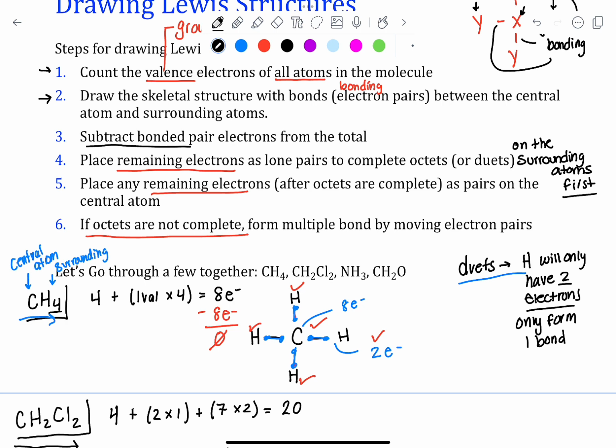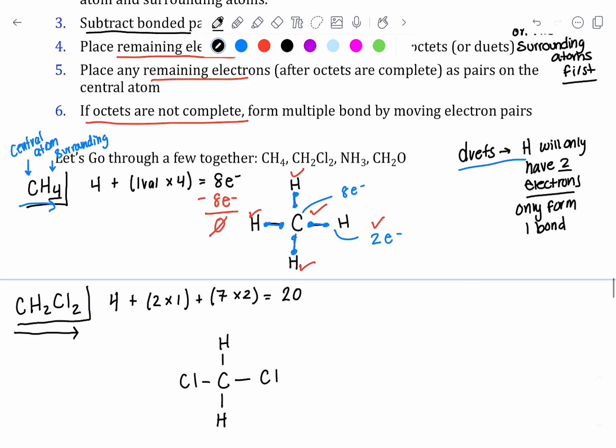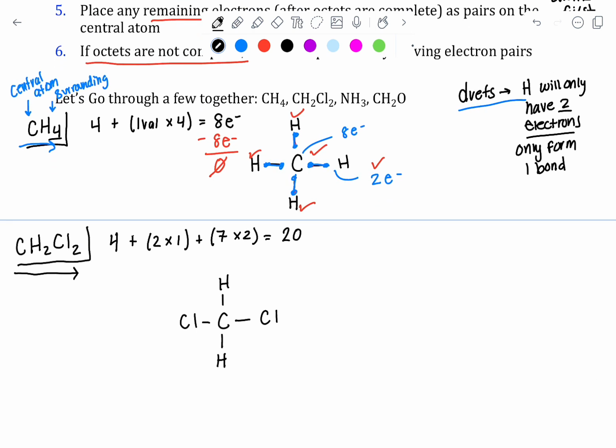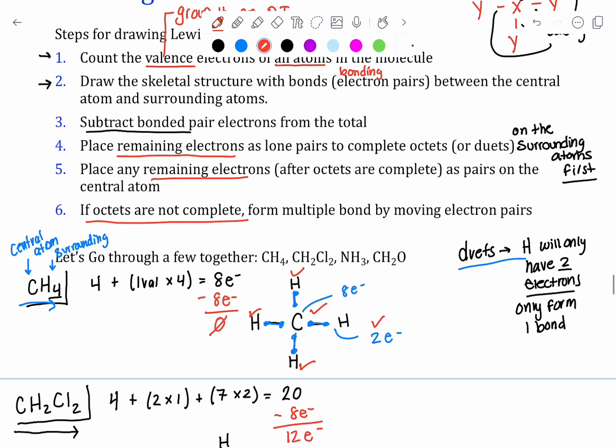Step 3 says to subtract the bonded pair electrons from the total number of electrons. So I had 20 electrons total. How many electrons did I use to make those bonds? Well, each bond has 2 electrons in it, and if I made 4 bonds, I used up 8 electrons. So I have 12 electrons left over. So we finished step 3, and now we can move on to step 4, where we place remaining electrons.